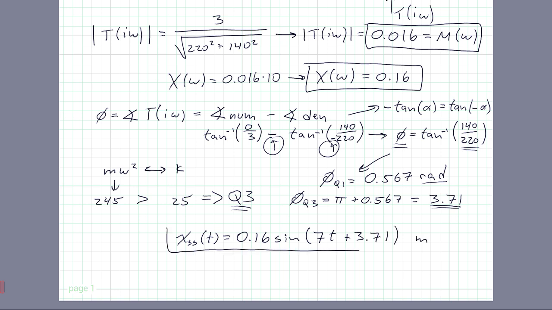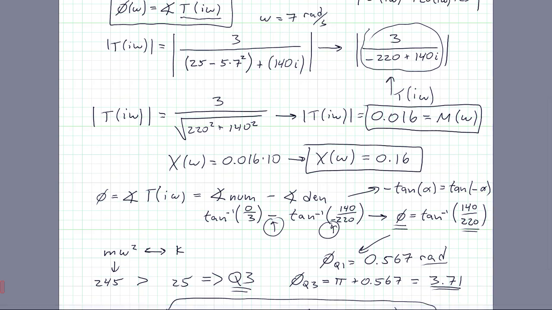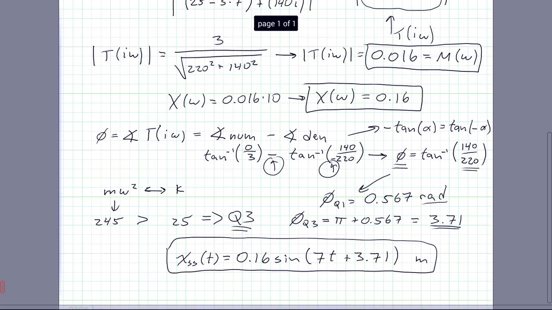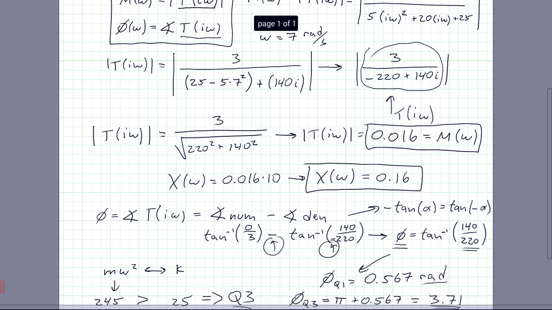Just a quick note here. Let's go back to how we got the displacement and the angle. We started by looking at this frequency transfer function, and if we take the magnitude of that, you get your m omega. If you get the angle of that, you get your phase. If you're savvy with your calculator, there's a way to do this so that you input your transfer function as a complex number. You can actually input 3 divided by minus 220 plus 140i.